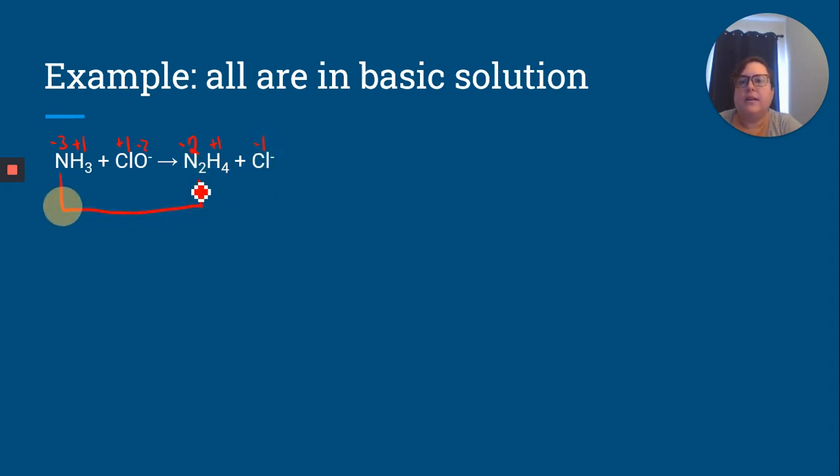So nitrogen is going from -3 to -2, so the oxidation number has gone up. So it lost electrons, which means it's oxidation. Chlorine goes from +1 to -1, so the oxidation number has gone down, which means it gained electrons, so that is reduction. And then we're going to write our half reactions. NH3 is going to N2H4. 2 nitrogens, 1 nitrogen, so we're going to put a 2 there.